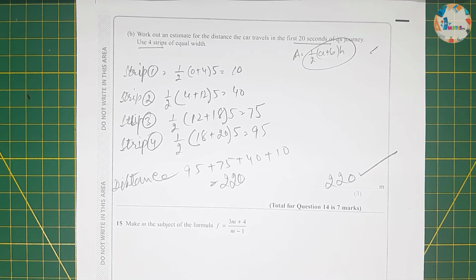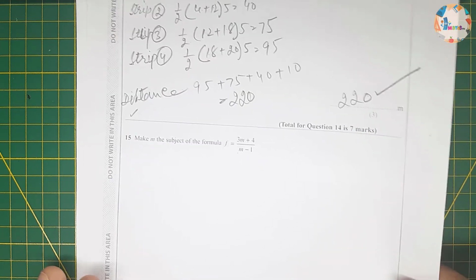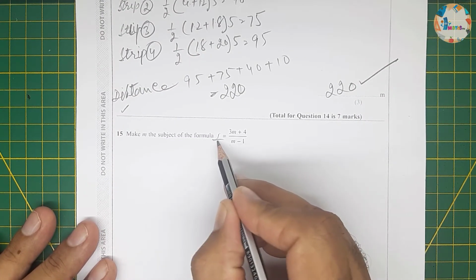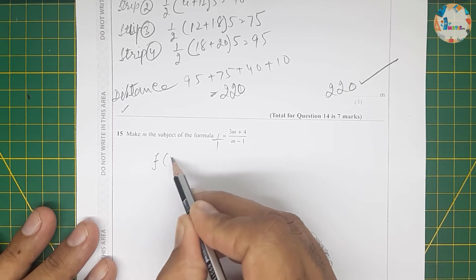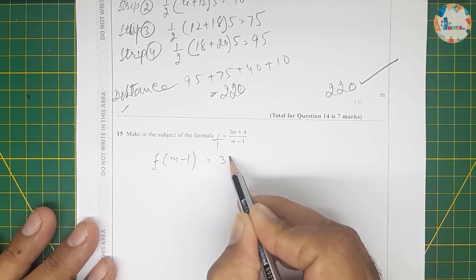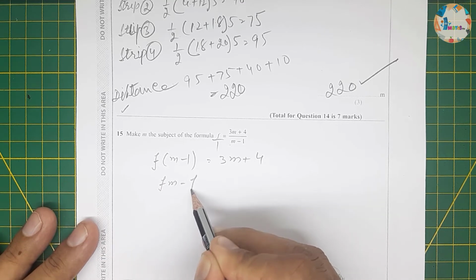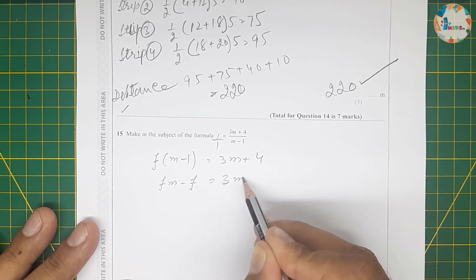This is done. Now question number 15, make m the subject of the formula. So we'll cross multiply. I will move the page first. So we can multiply over 1. So f into (m - 1) will be equal to 3m + 4, and we can multiply, this will be fm - f equal to 3m + 4.